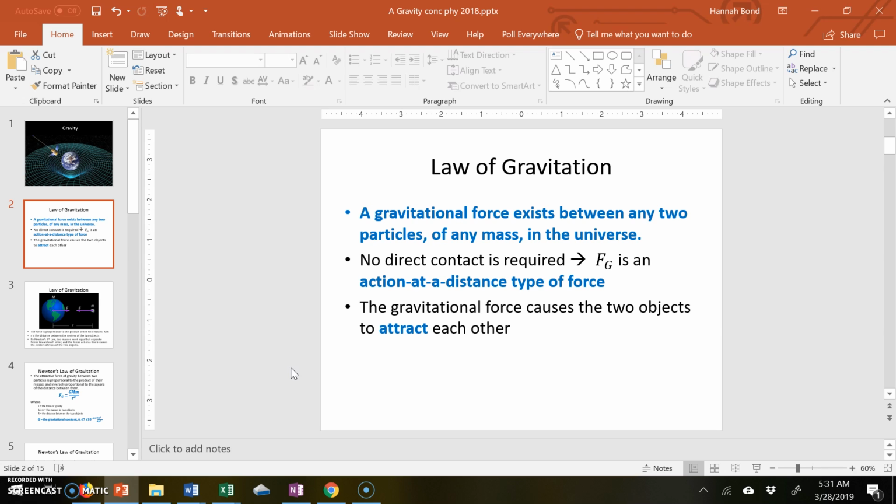The objects don't have to touch each other because the force of gravity is an action at a distance type of force. And the gravitational force always causes the two objects to pull closer together. That's why we call it an attractive force, because it causes the objects to attract each other.